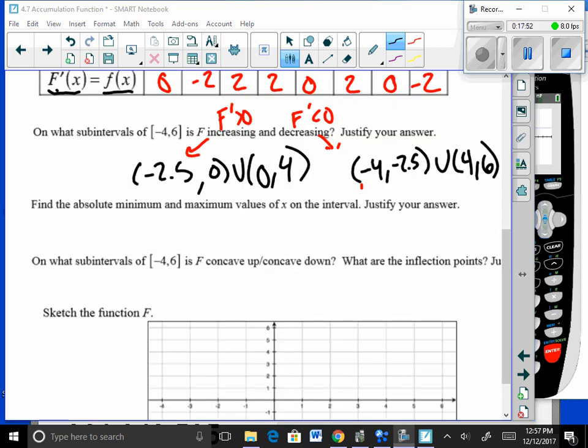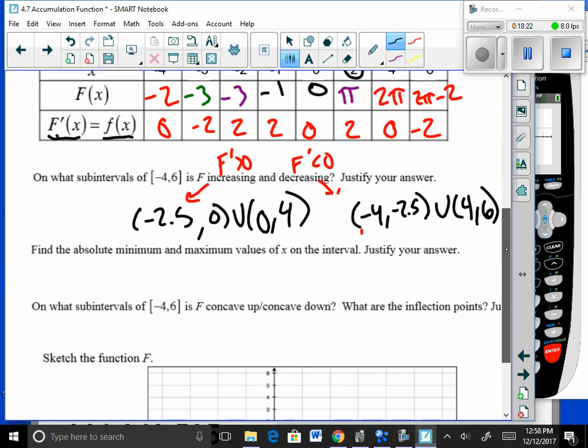So the next one says find the absolute minimum and maximum. When it says absolute max or mins, remember you first had to find your critical numbers, so that's where f prime equals 0, which we just barely identified on the previous problem. But yes, you have to check your critical numbers and your endpoints in the original function to find which one gave us the absolute largest and the absolute smallest it could be.